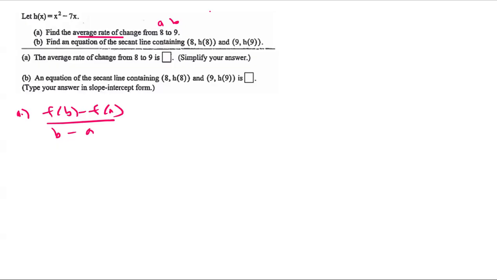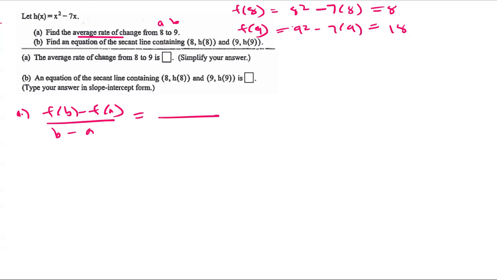We're going to go from 8 to 9, okay? So I'm going to find out what f of 8 is, and then f of 9. So I'm just going to plug that information into my function. Now I'm using f, you can use h, it doesn't matter, it's the same thing, okay? All right, so we'll have 8 squared minus 7 times 8, and when we do that, we should get 8 as our answer. And then for f of 9, we get 9 squared minus 7 times 9, so that gives us 18, okay? So now I know what my f of b and f of a are. So again, this is my f of a, and this is my f of b.